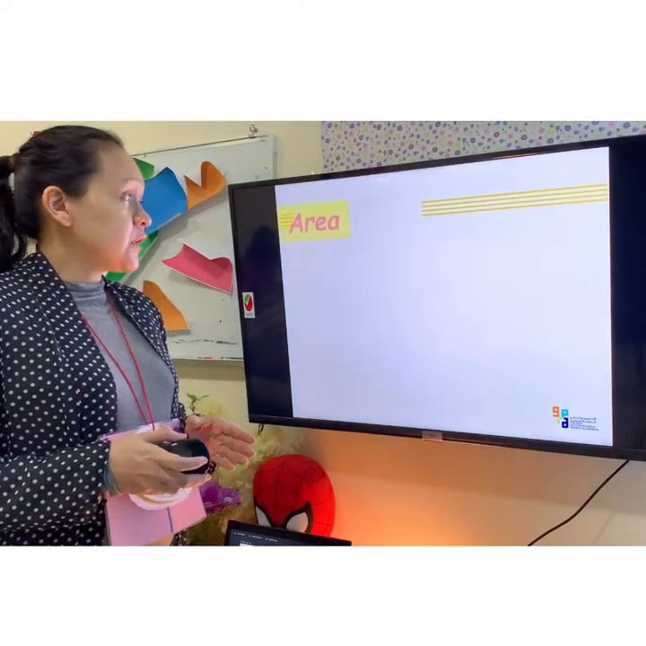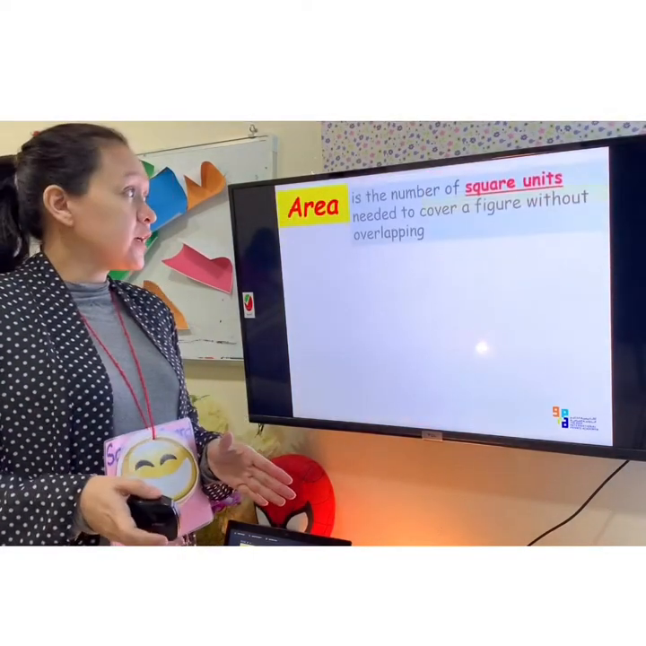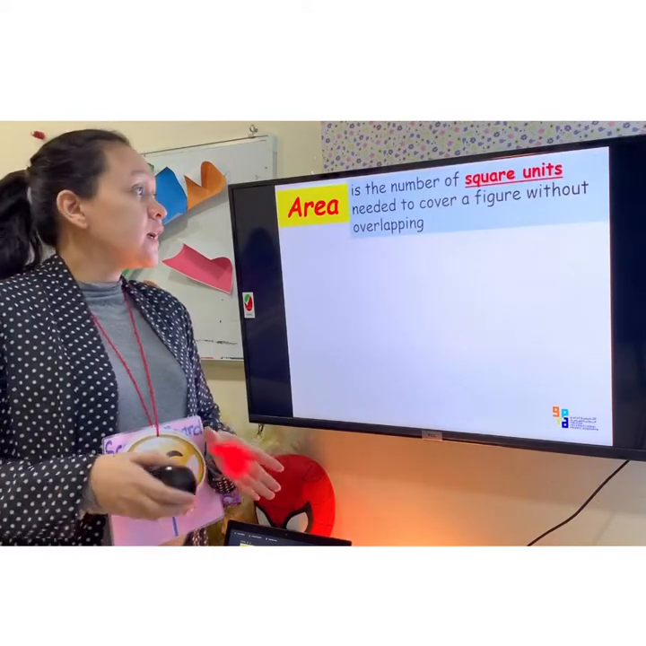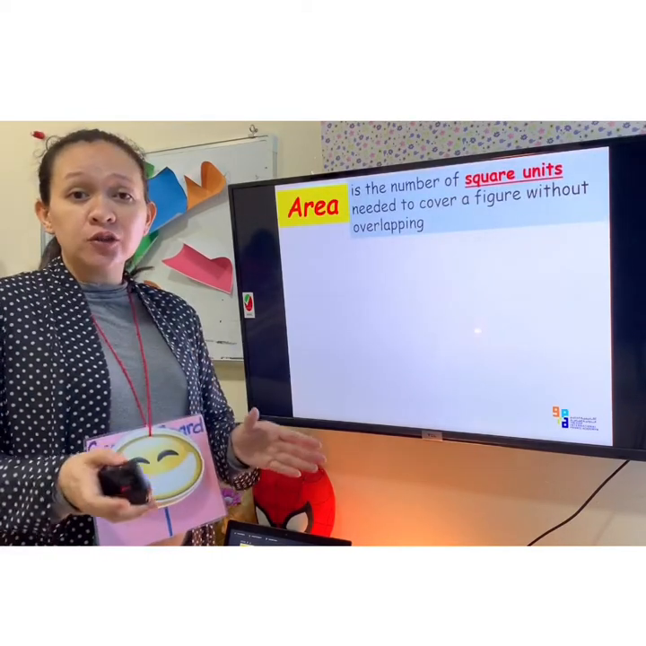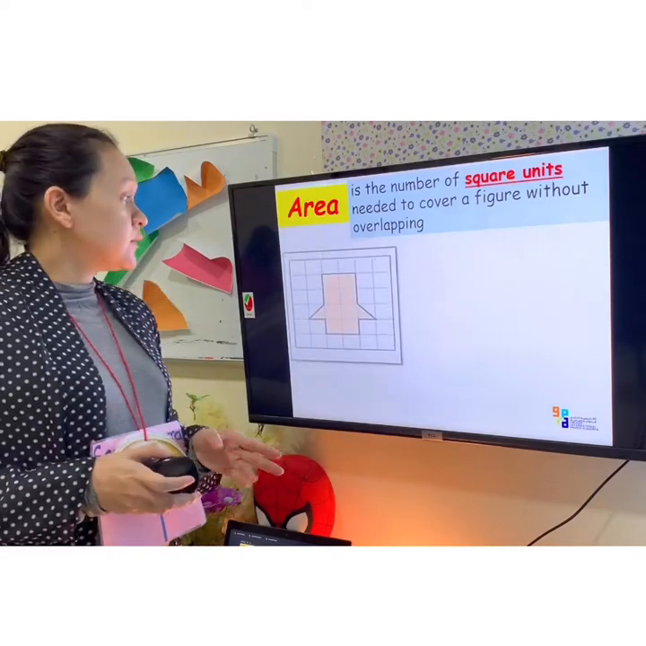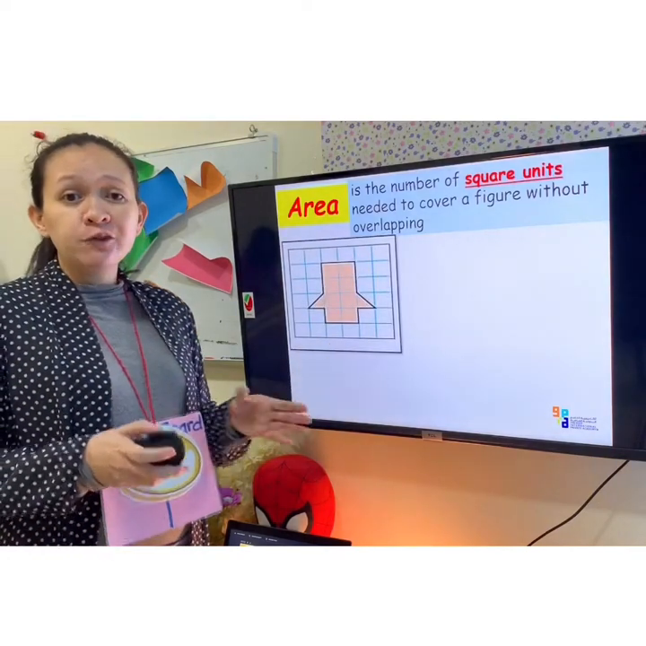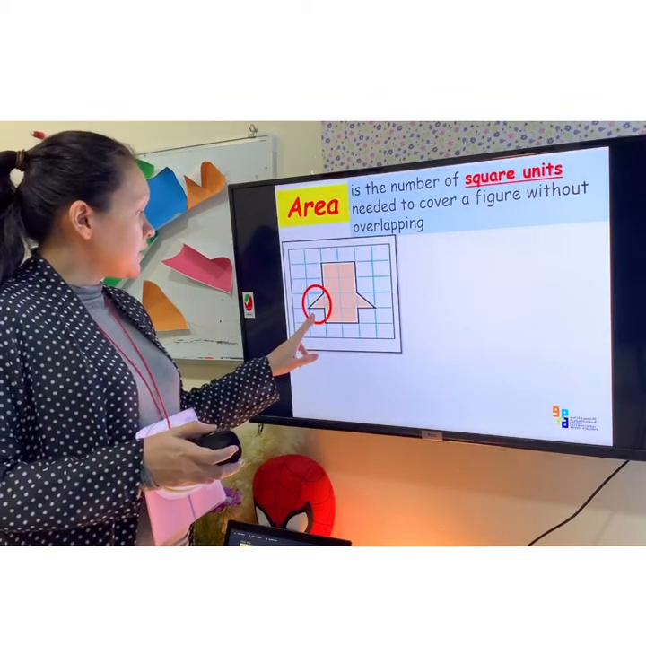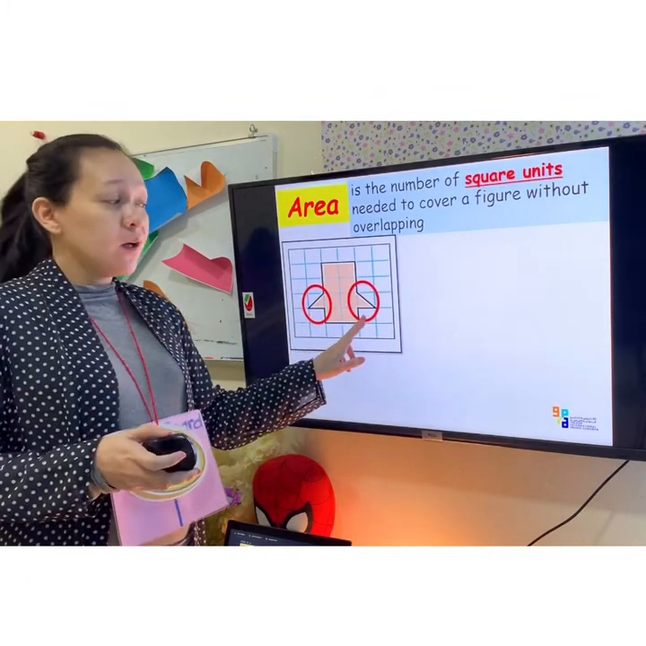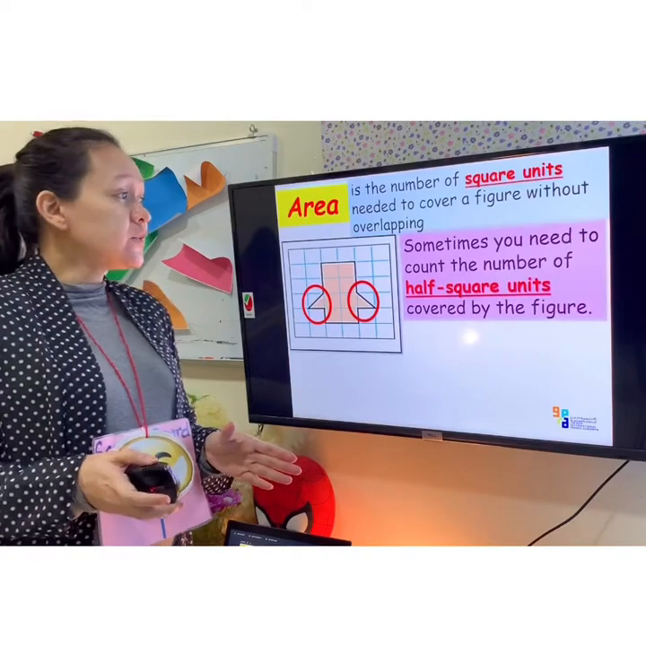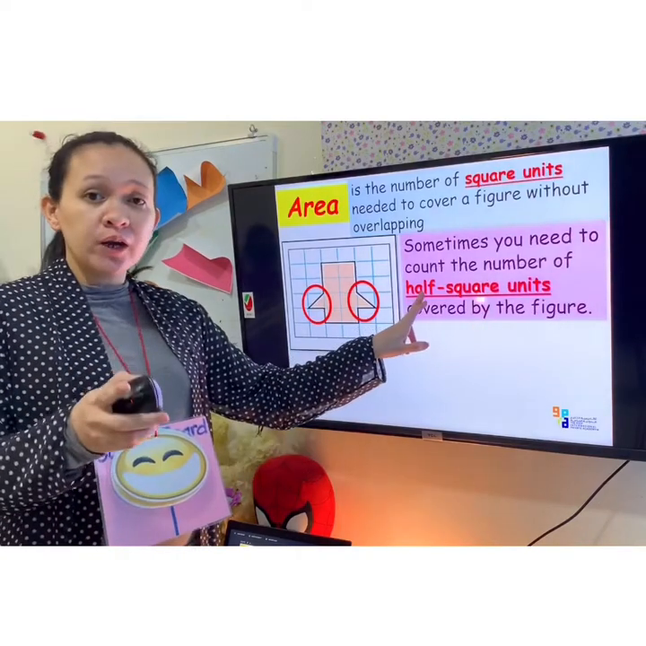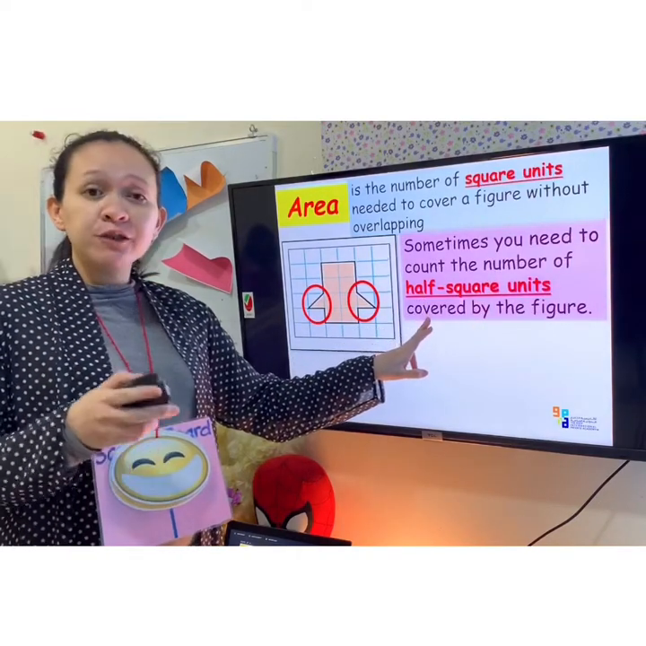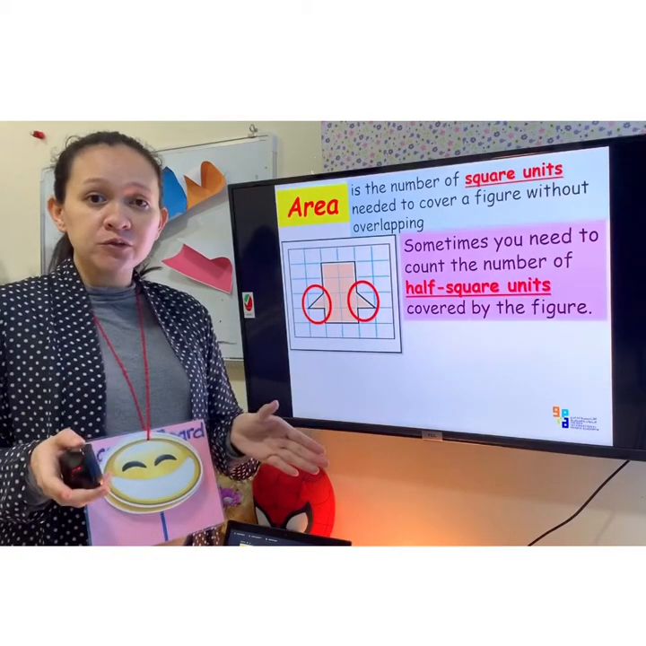Now let's move here. You know already that area is the number of square units needed to cover a figure without overlapping. But how about we have this figure? If you have noticed, we have here half square units. This and this. So sometimes you need to count the number of half square units covered by the figure. Then how are we going to do that?